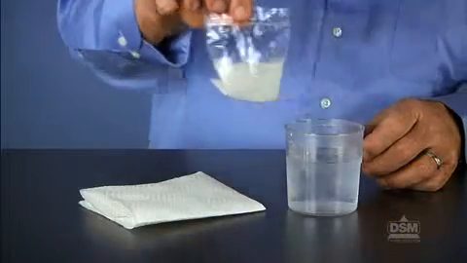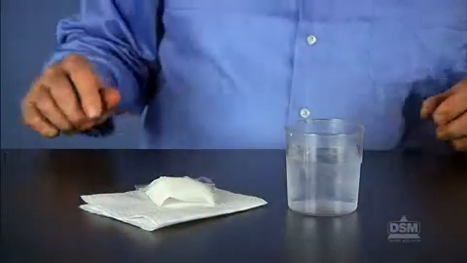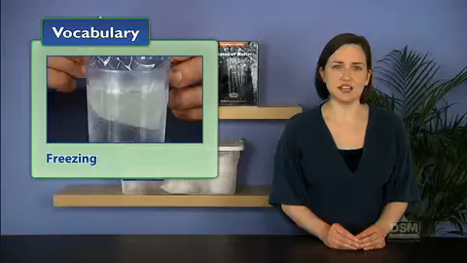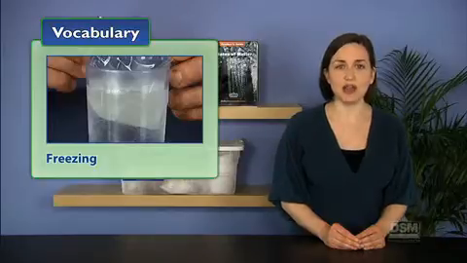Then, instruct the students to remove the bag of butyl stearate from the water and place it on a paper towel, and record on the activity sheet what happened to both the water and the butyl stearate. Ask students, what did you do to the liquid water and the butyl stearate to change it to a solid? They should say that they cooled, or took heat away from, both. Define freezing for the class as the changing of a liquid to a solid by removing heat from the liquid, and point out that the opposite of freezing is melting.